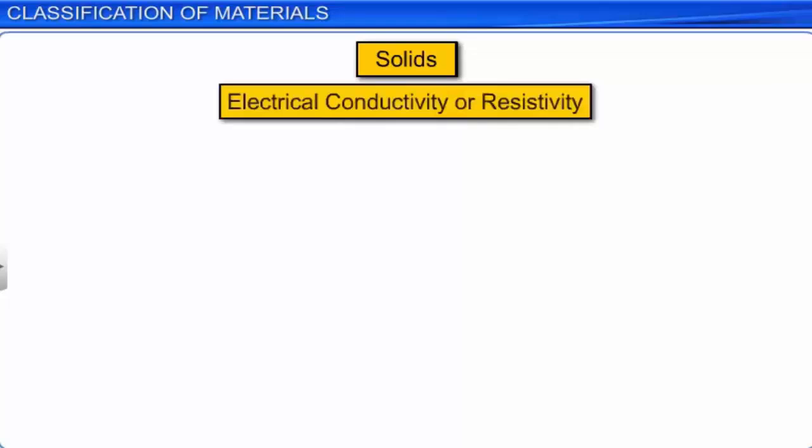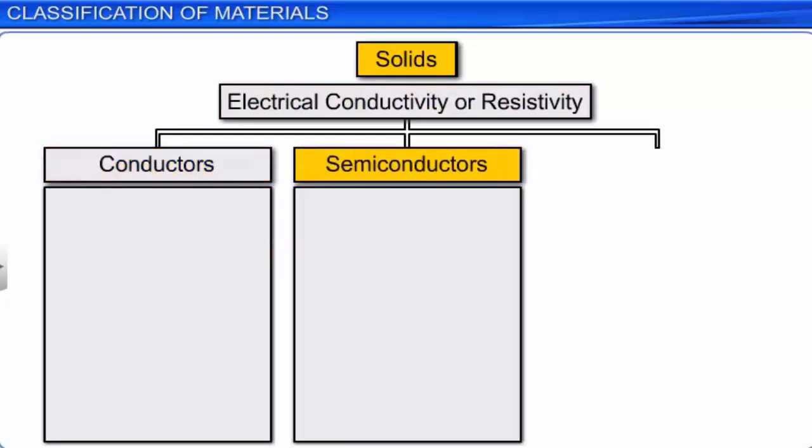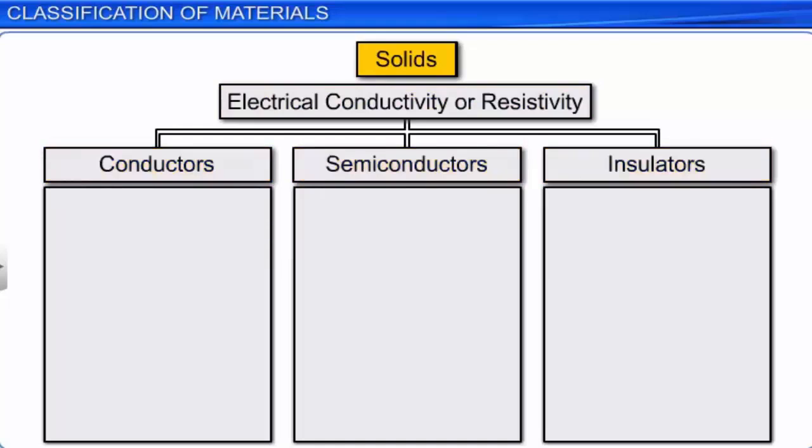Solid materials are broadly classified into three categories on the basis of their electrical conductivity or resistivity. These are conductors, semiconductors, and insulators. Conductors have very low resistivity and high conductivity.